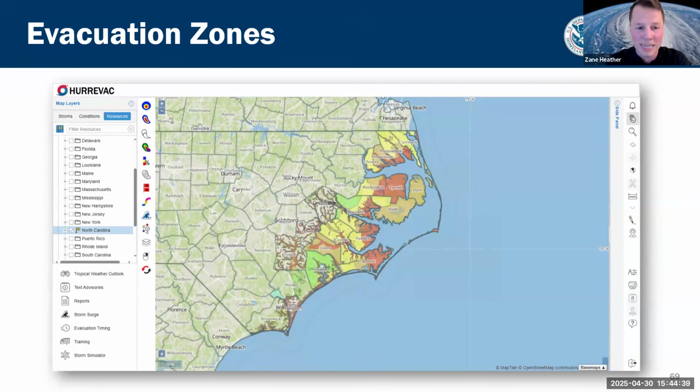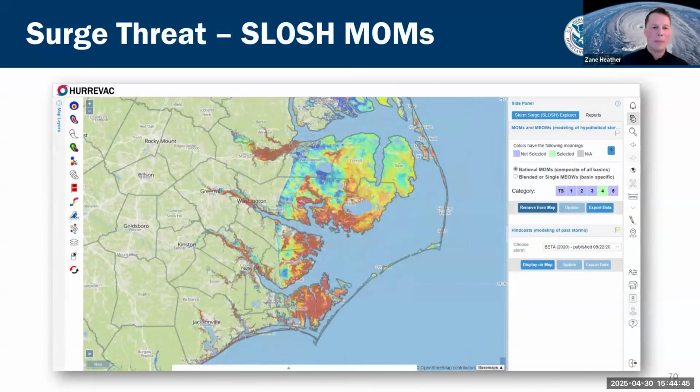So again, HERVAC is the only place to get that information, and you can use that information to make informed decisions by overlaying evacuation zones with your storm surge risk. And you can do that with both your SLOSH MOMs and SLOSH MEOWs to see how your evacuation zones line up to the storm surge planning risk products that were used to inform those evacuation zones. This is probably best for people that were not intimately involved with the hurricane evacuation study process, and just a great way to keep yourself up to speed and up to date on the planning assumptions that you all have built and the hazard and risk information that was used to inform the hurricane evacuation study process.